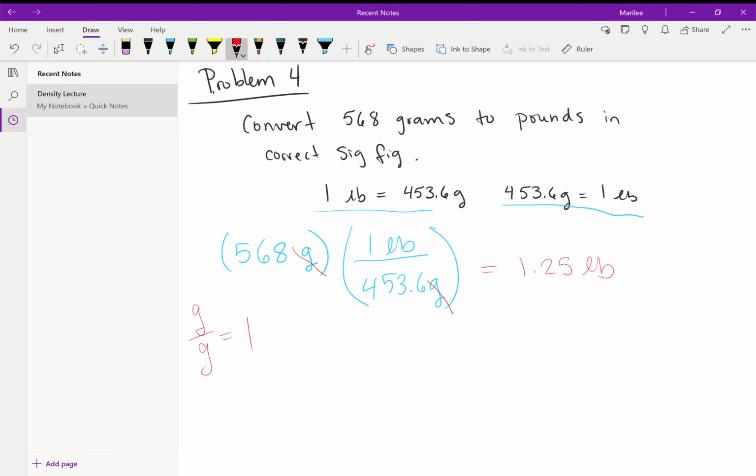So why did I write 1.25? We have 568 grams. That's 3 significant figures. Over here, 453.6, this is 4 significant figures. But because we're multiplying, we take the least significant figures. That's why it's 1.25 pounds. 3 significant figures.